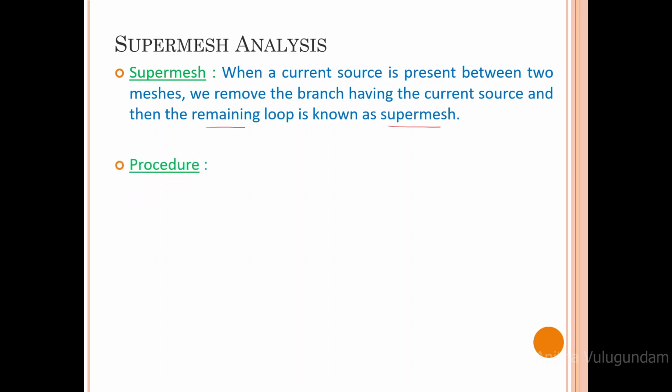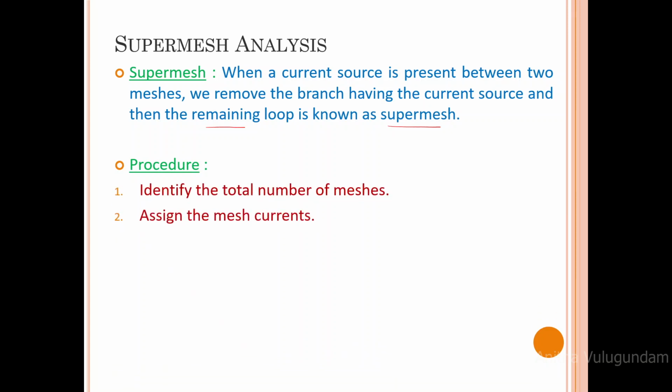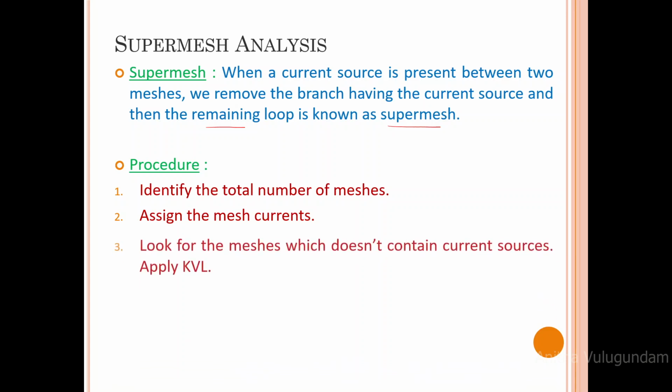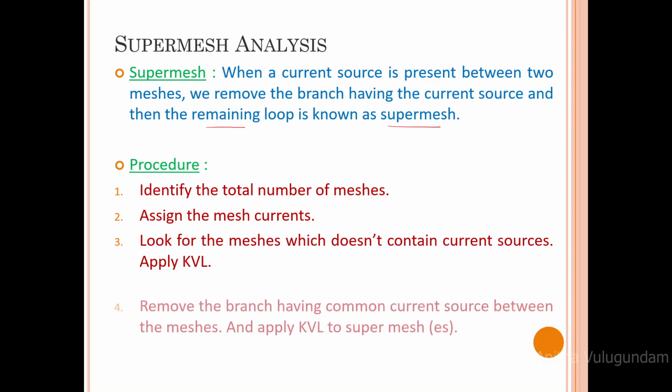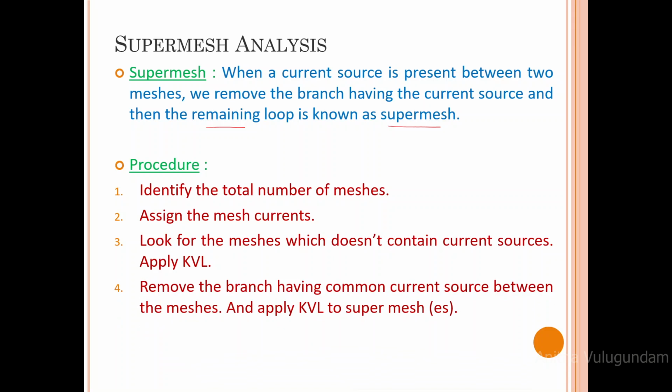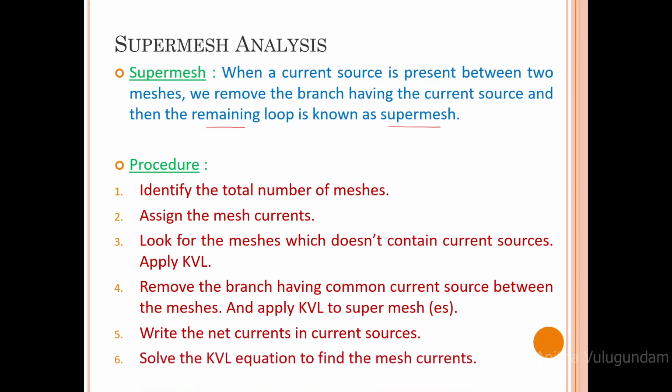The procedure to be followed here: Step 1 is to identify the number of meshes. Step 2, assign the mesh currents. Step 3, look for the meshes which do not contain any current sources and apply KVL to that mesh. Step 4, remove the branch having the common current source between the meshes and apply KVL to that super mesh. Step 5, write the net currents in current sources. Sixth step, solve the KVL equations to find the mesh currents. Let's discuss problems.